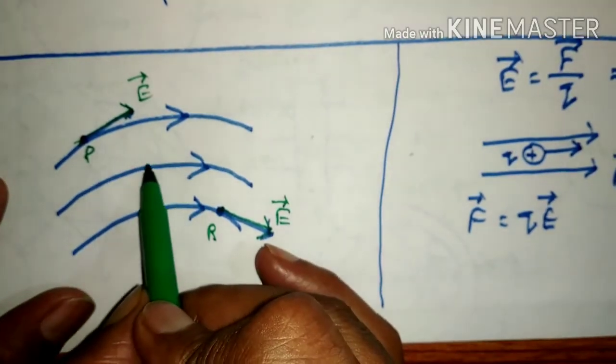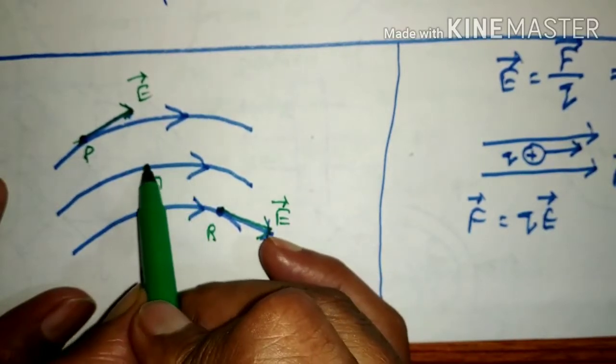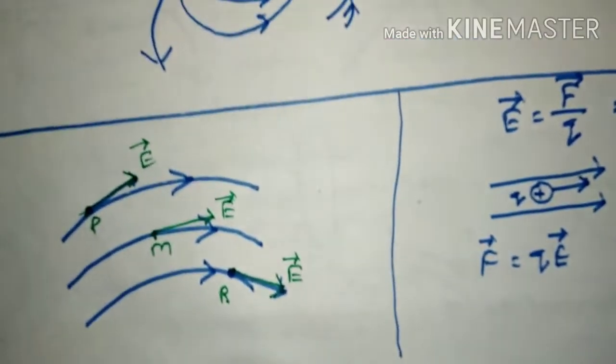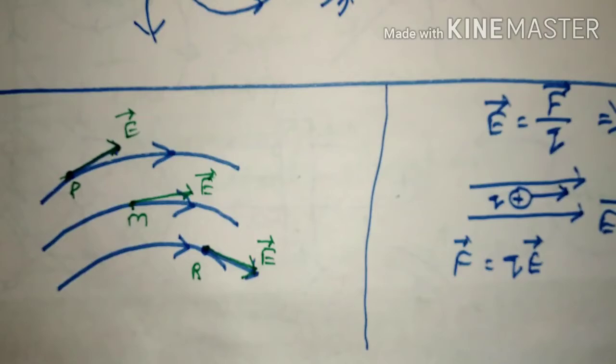Suppose that this is a point M. I want to know what is the direction of electric field at this point. I will draw the tangent, and this tangent will show the direction of electric field. So the direction of electric field can be determined by a tangent at the point.